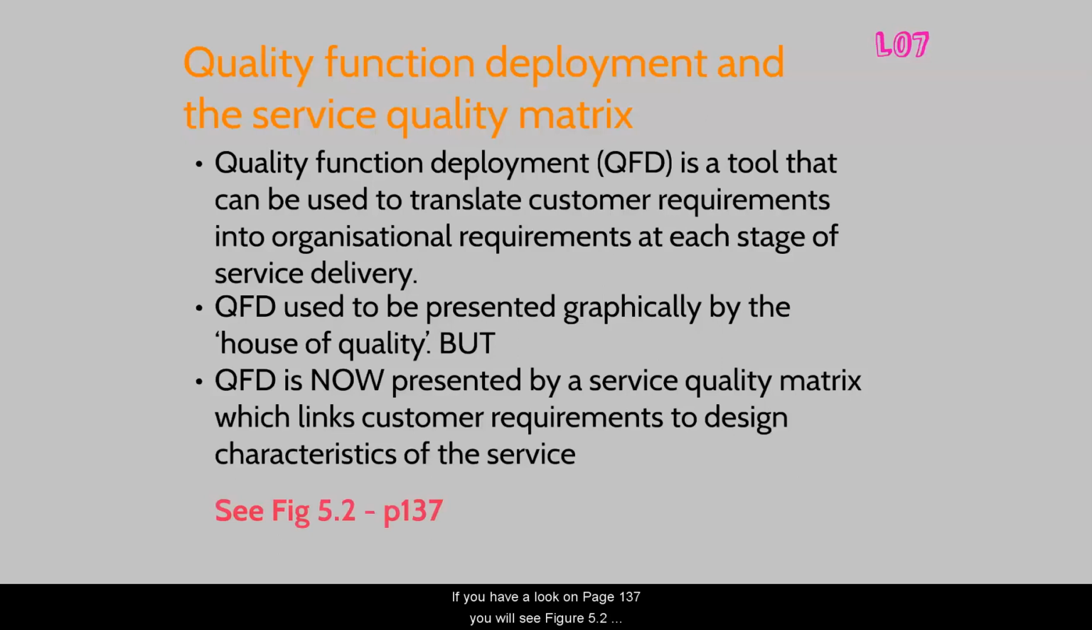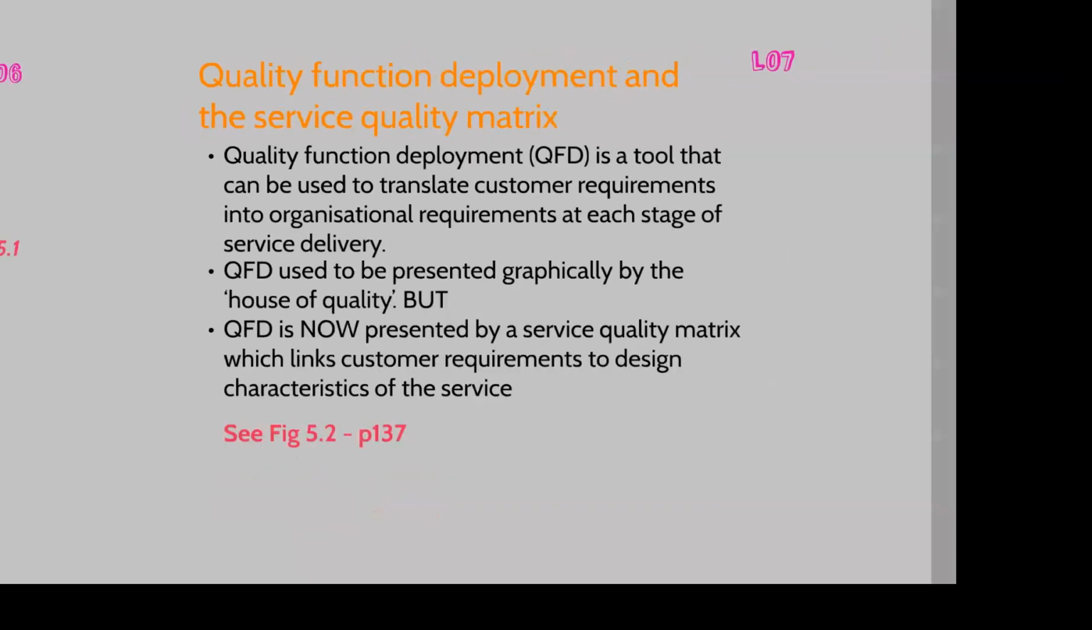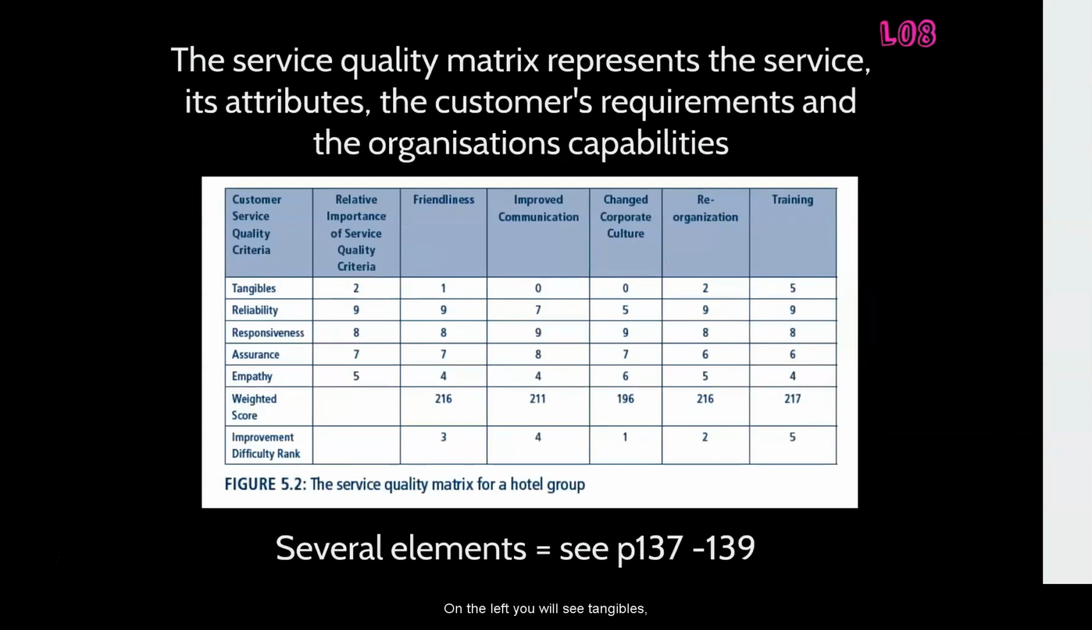If you have a look on page 137, you will see figure 5.2, and this is a service quality matrix for a hotel group, and you will see familiar dimensions or concepts there. On the left, you will see tangibles, reliability, responsiveness, assurance, empathy. These dimensions of service quality are widely applicable in the service industry in terms of service marketing. And with this quality matrix, you have to rate in terms of friendliness, improved communication, reorganization training, for example. You assign a weighted score or the improvement difficulty rank. So how difficult is it to improve your communication? They assigned a 4, or the training is a 5. And this is how you develop your quality matrix for a hotel group.